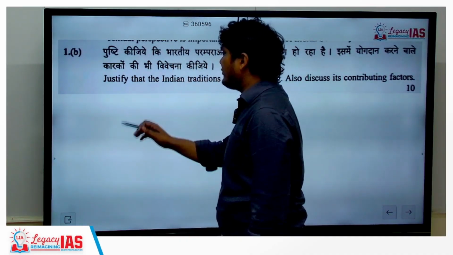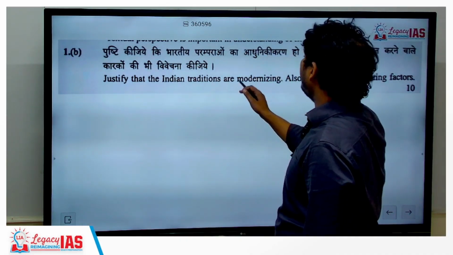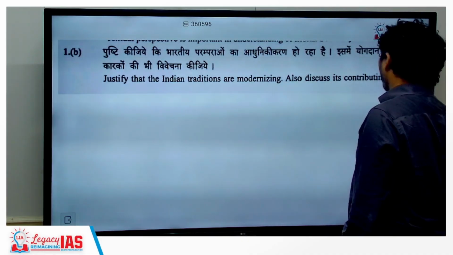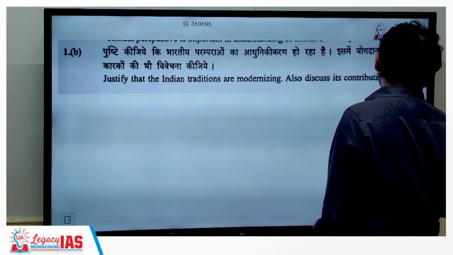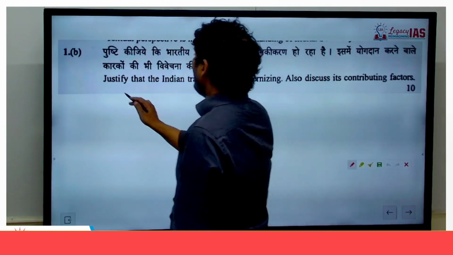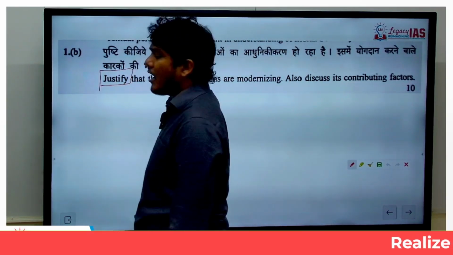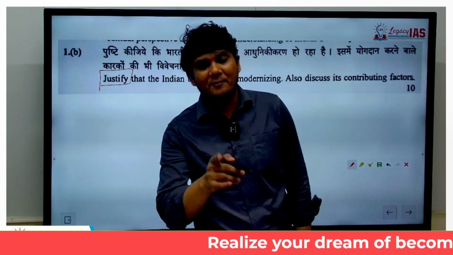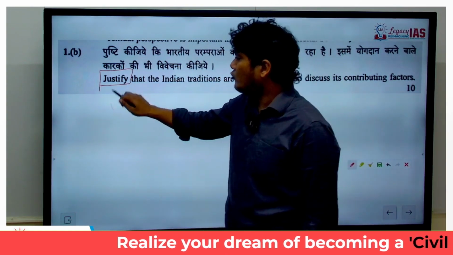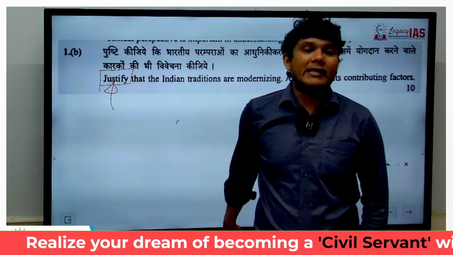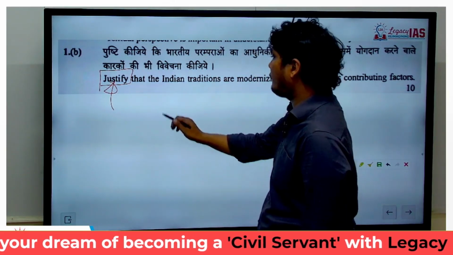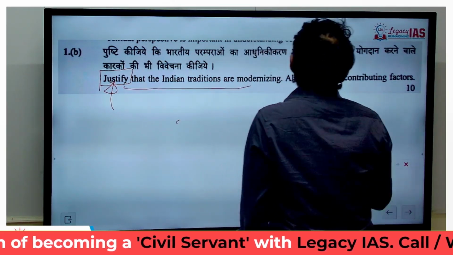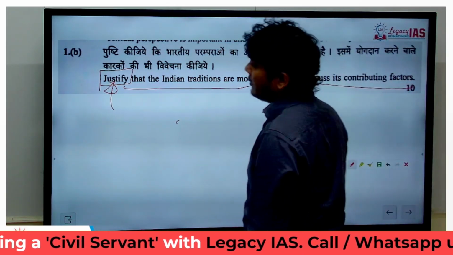Question 1b: justify that the Indian traditions are modernizing. Also discuss the contributing factors. So we need to justify. They have not asked whether the traditions are modernizing or not. They have simply asked us to justify. They have assumed that they are modernizing and asked us to simply justify it. So we will justify in the first half and then also discuss the contributing factors.